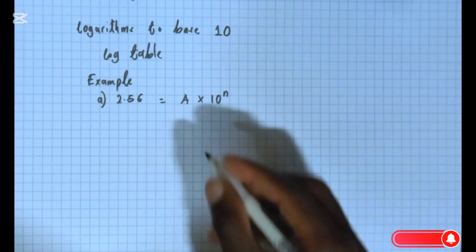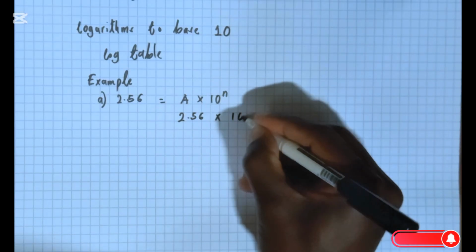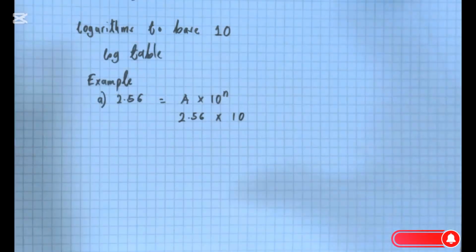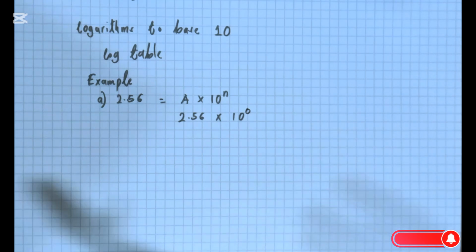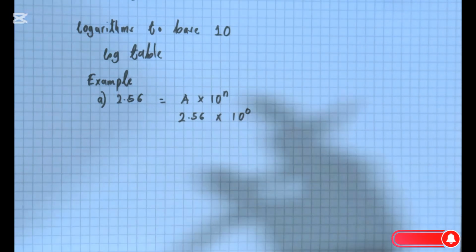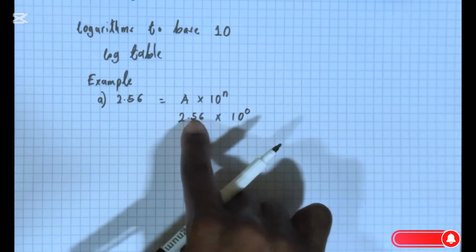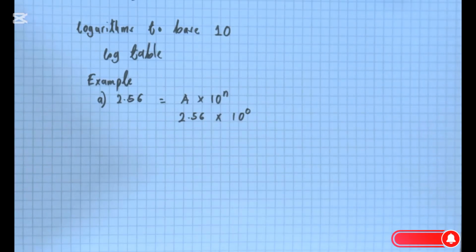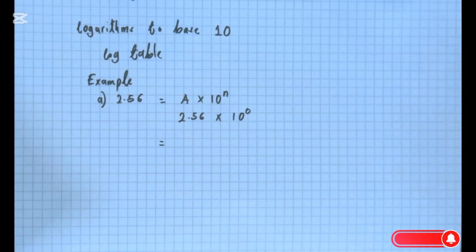And so we are just basically going to have it as 2.56, and being that we've not moved either to the right or to the left, we are going to have our n value as 0, because we've not moved the decimal point either to the left or to the right. It has remained as it was. And remember that anytime a number is raised to 0 it is the same as 1. So it's 2.56 times 10 raised to 0, and that is 1.